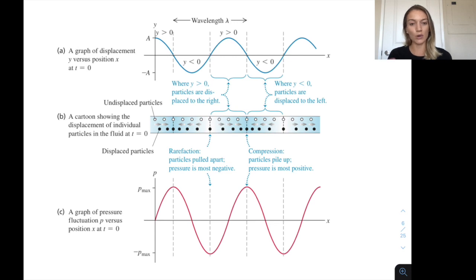And now we can look at our pressure versus position graph. So here we have the maximum pressure and the minimum pressure. So at this maximum pressure here, where all the particles are coming together, that's going to line up right there. And then the minimum pressure, when all the particles are moving away from that spot, that's going to be the negative, the minimum pressure, right? And then the same thing here, maximum again, and then minimum again.